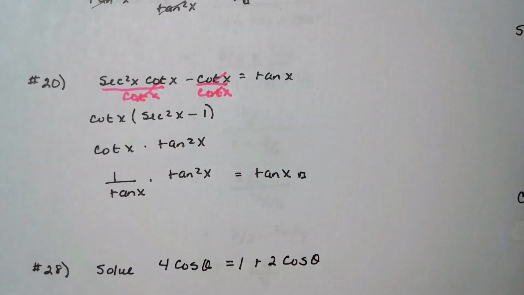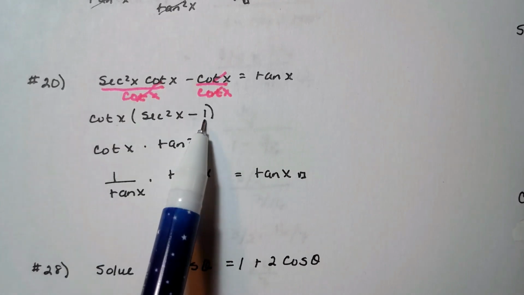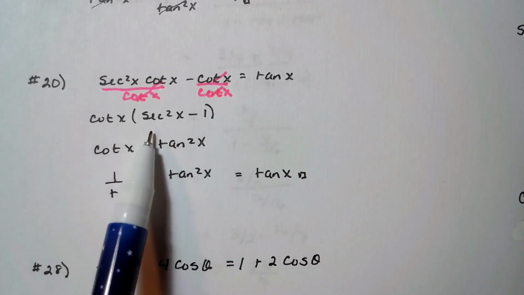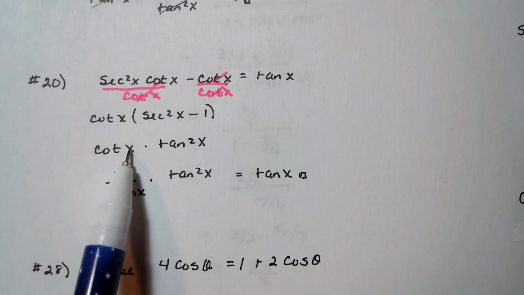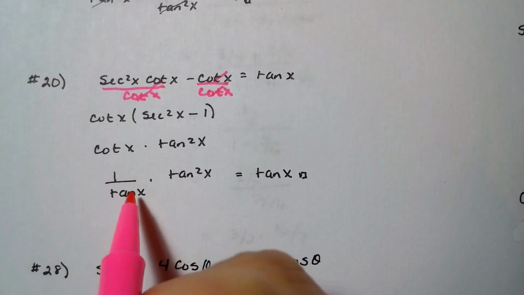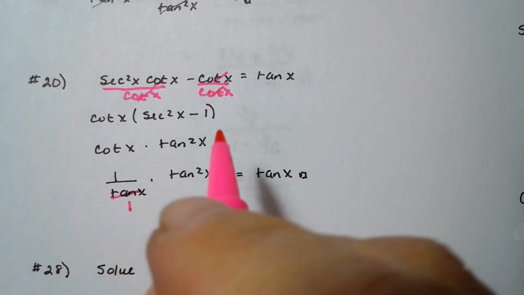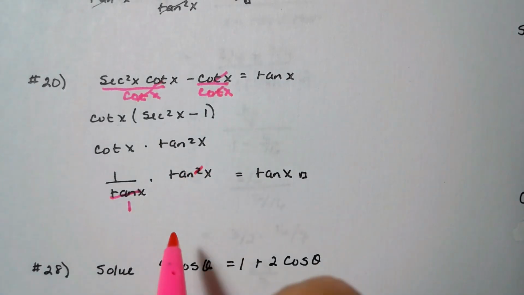Okay? So what I'm left with is the cotangent times the secant squared minus 1, and if you remember, the secant squared minus 1 is equal to the tangent squared. So I'm replacing this with this identity. Again, the cotangent has a reciprocal identity of 1 over the tangent of x, and at this point, because they're being multiplied, tangent of x goes into tangent of x once, and tangent of x goes into tangent squared x, tangent of x. So one of these cancels, and I'm left with the tangent of x.